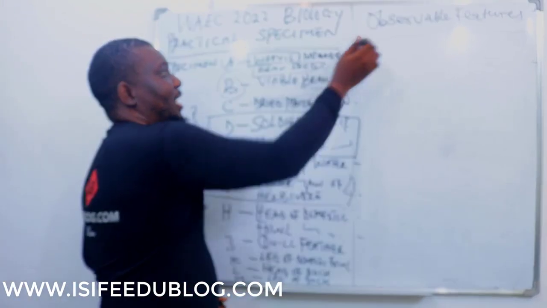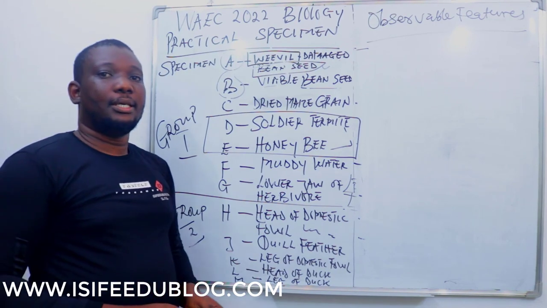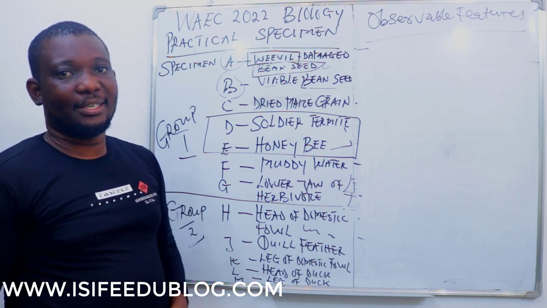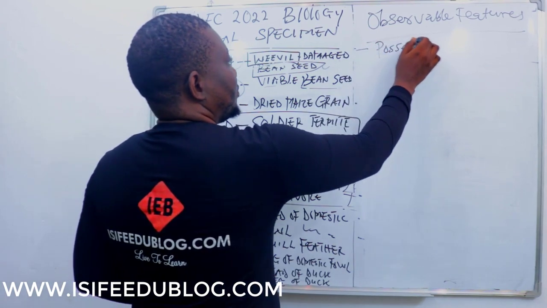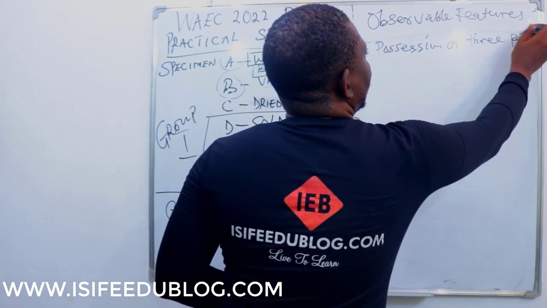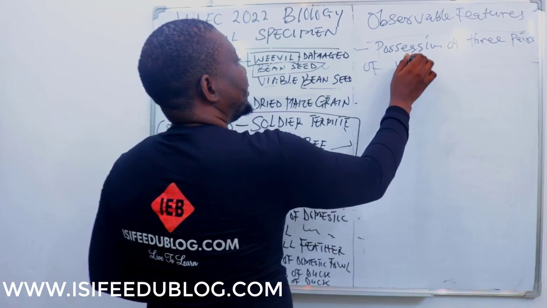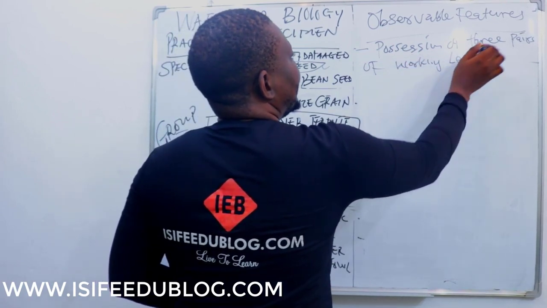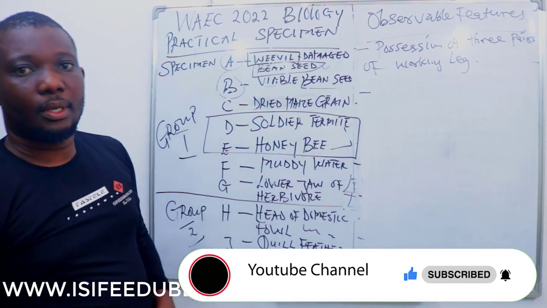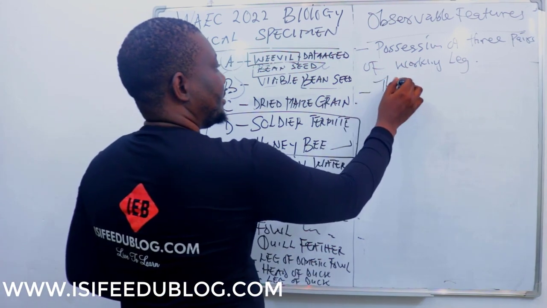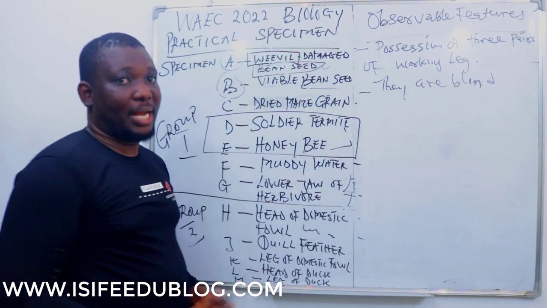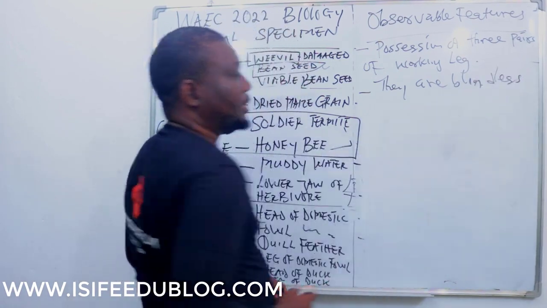One of the features observed is that there are three pairs of legs or six legs. Position of three pairs of walking legs. That is an observable feature. Two, they are blind. Okay, blind. That means they do not have eyes.